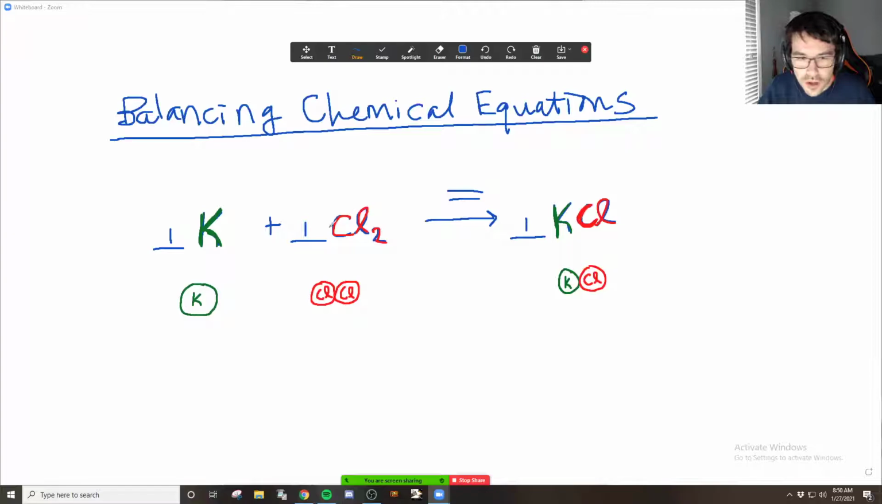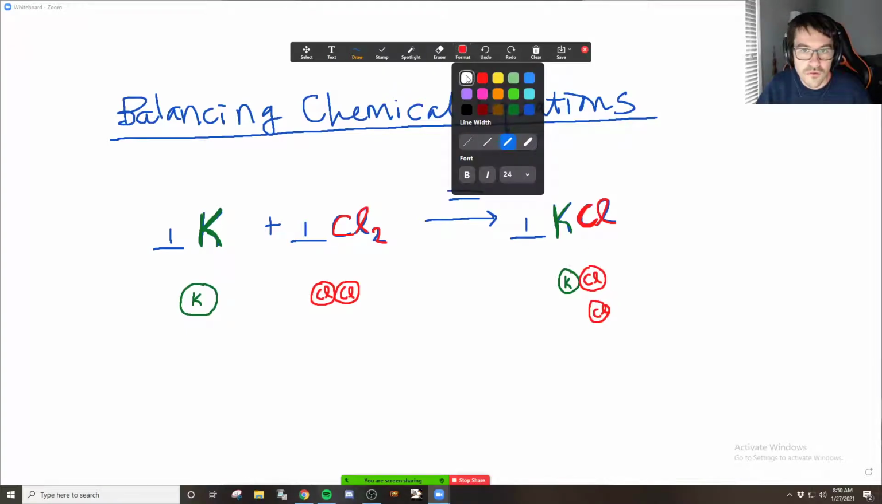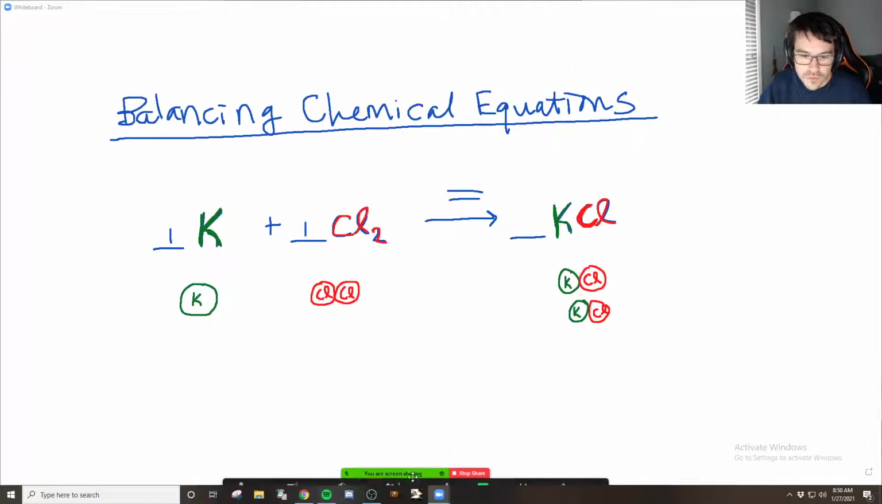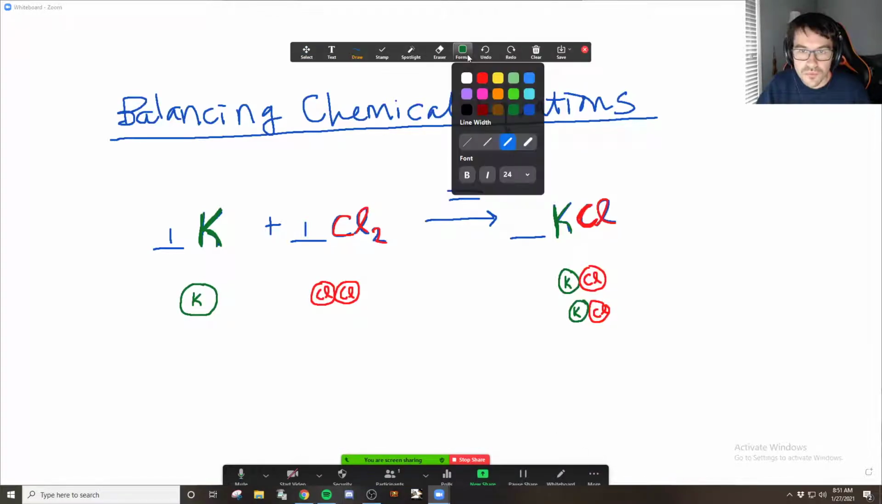So let's see. I have 2 chlorines here on the left side, right? Well, if KCl is my product, I must create 2 KCl's, or at least 2. Let me draw that connected like I did in the top one here. If I start with 1 Cl2, 2 chlorine atoms, I must create at least 2 KCl's. What that means is that this coefficient must be a 2.